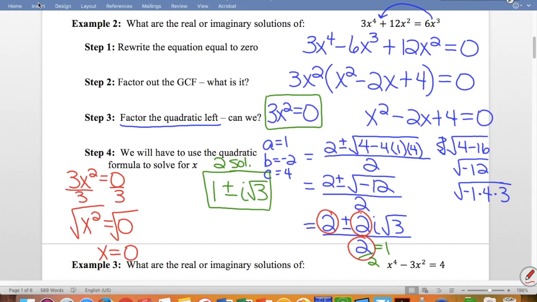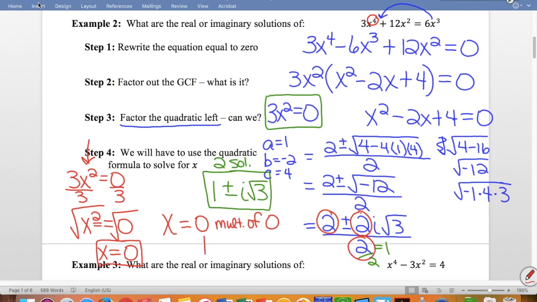Now, we're supposed to have 4 solutions because I have a leading degree of 4. So what I want to point out, though, is since this was an x squared equals 0, that means 2 of my solutions are 0. So here would be how I would say this. I have x equals 0 with a multiplicity of 2. In other words, my 0 occurred twice. If it's just x equals 0, that's just 1 time. But since it's x squared equals 0, that means 2 of my solutions.